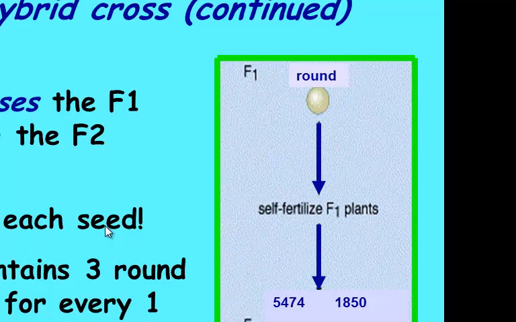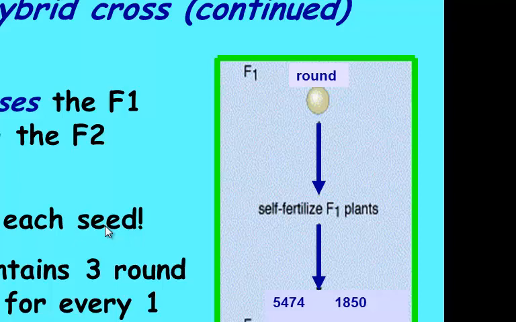Okay, so when he allowed the F1 from that first cross to self-fertilize, he counted all the seeds, and with 7,324 peas, he found 3/4 of them were round and 1/4 were wrinkled. Again, there was a 3-to-1 ratio. Remember 3-to-1. It's something you'll be seeing again and again in terms of these hybrid crosses. An individual who has both a dominant and recessive allele, we call them a hybrid.